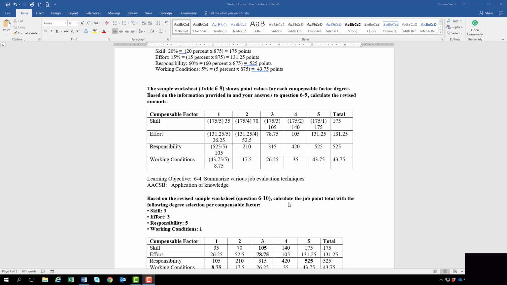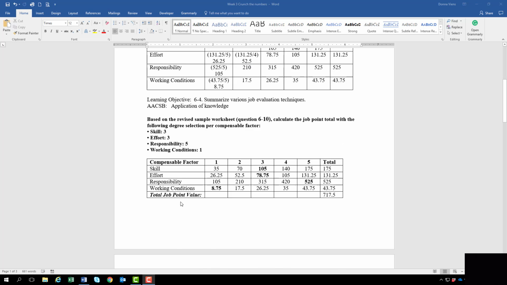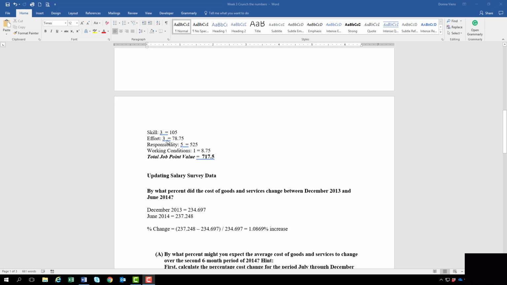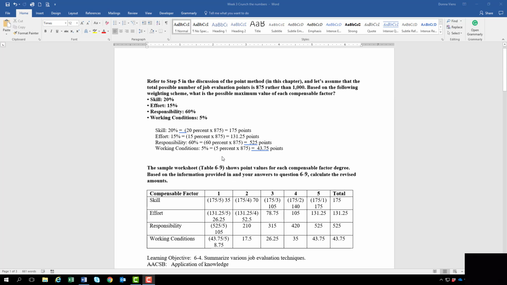So we go down to our next session and we're saying, okay, if we're going to calculate our total job points, we're going to look at a guy who has a skill level of 3, an effort of 3, a responsibility of 5, and working conditions of 1. So we say, okay, skill 3, effort 3, we've got responsibility at 5, working conditions at 1. When I take these numbers and I total them up, I come to a total job point value of 17.5. Now remember, we had a maximum that we could have of 875.